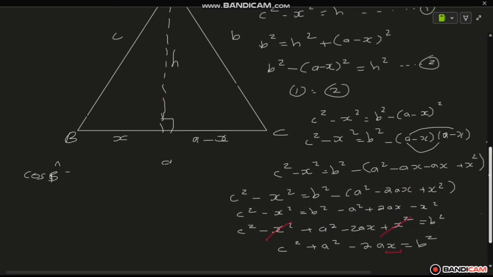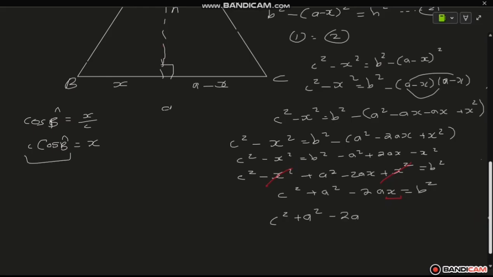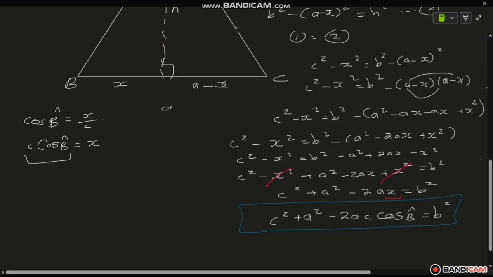So cos B equals x over c. Then let's make x the subject of the formula by cross multiplying, to be c cos B equals x, meaning that where there's x, we're going to substitute c cos B. Therefore, c squared plus a squared minus 2a, then where there's x we substitute this: c cos B, equals b squared. Now you are done proving the cosine rule.